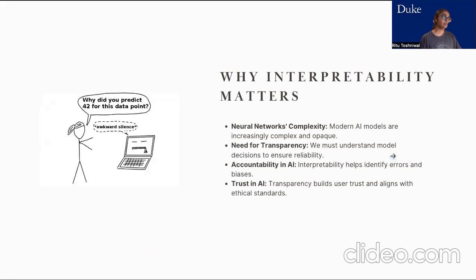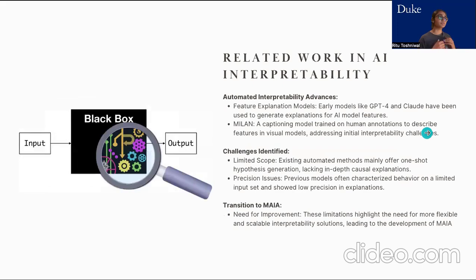Let's understand why interpretability matters. It's because AI models, as we're diving further into it, neural networks especially, are becoming more and more complex, which is making it complex to understand how and why these models are making certain decisions. Yes, there's a need for transparency, not only for debugging or improving the accuracy, but also for building trust between the researchers as well as the users using the model.